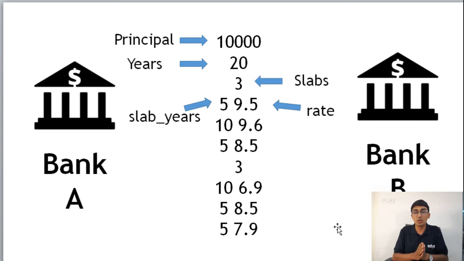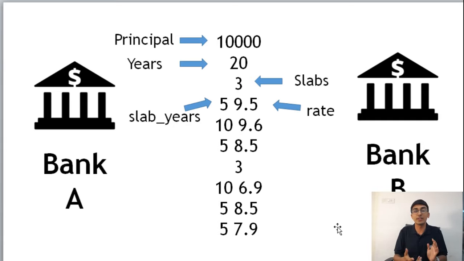Okay. So far, let's recap the question. There's a bank A and a bank B. Bank A is offering us a certain interest amount, and bank B is offering us a certain interest amount. We have to see which one is offering us a lesser interest amount. The one offering the lesser interest amount is the one that we're going to choose.